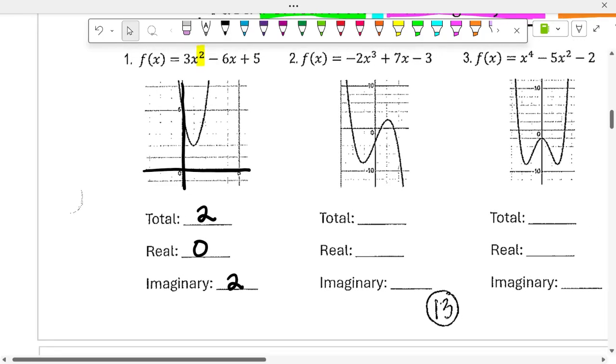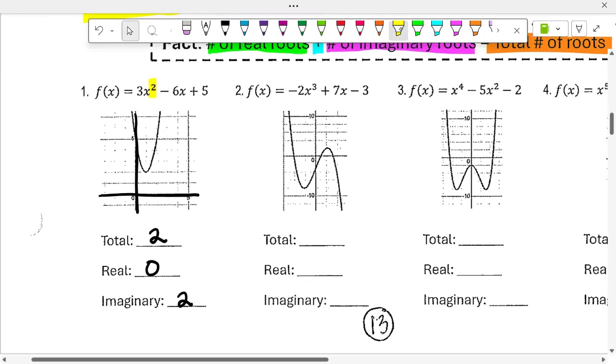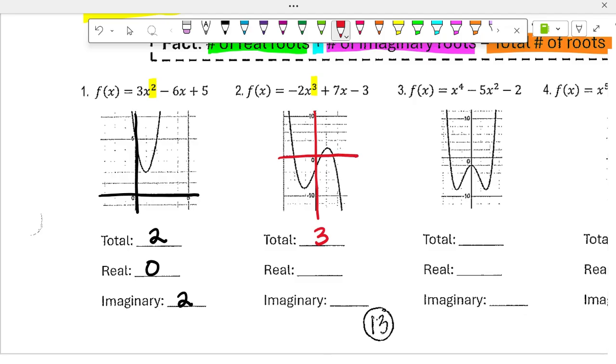All right, let's try another one. Number 2, look at the function. How many roots should I have total? 3, because that's my highest exponent. I should have 3 roots total. Then again, it's hard to see, so I'll draw the axes. How many real roots do I have? How many times does it cross the x-axis? Crosses 3 times. 1, 2, 3. So how many imaginary roots do I have? 0.